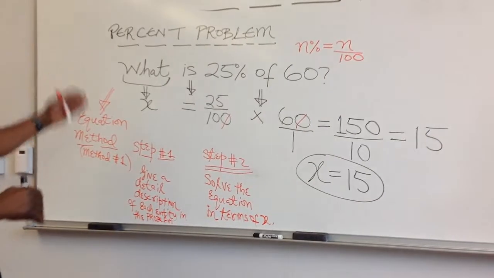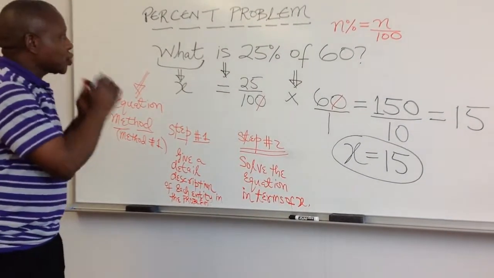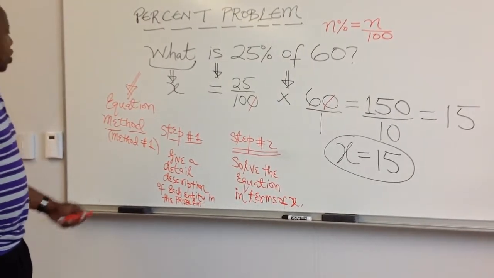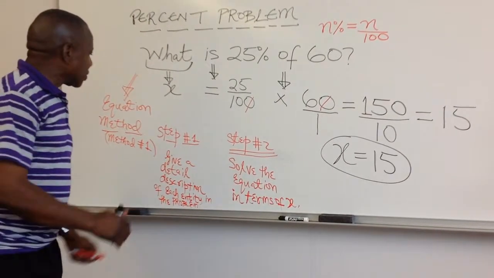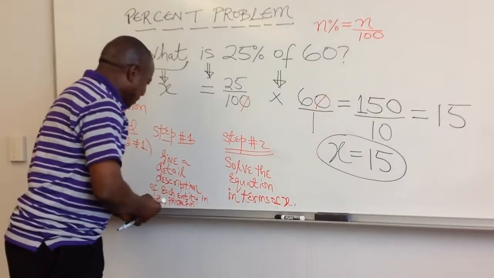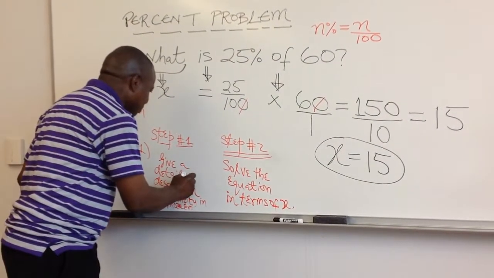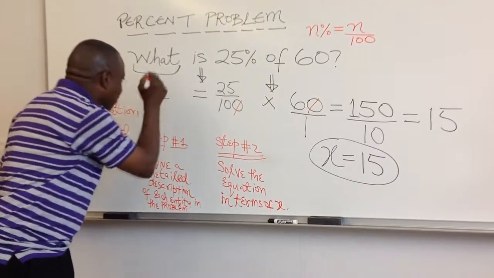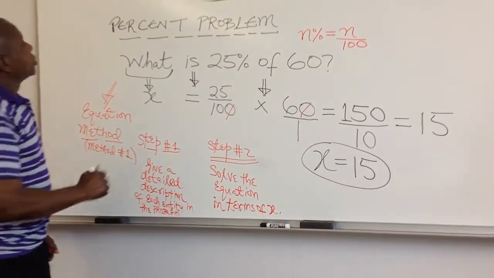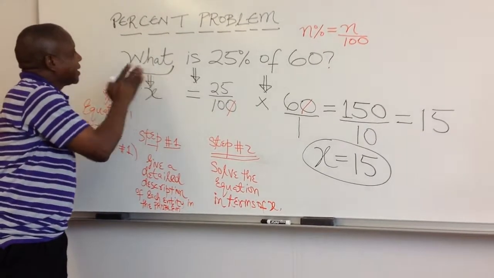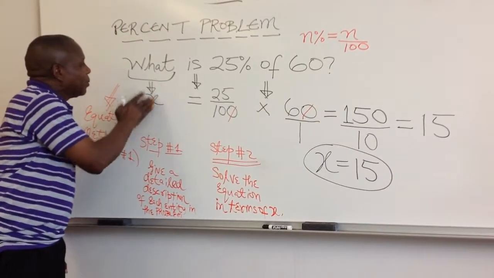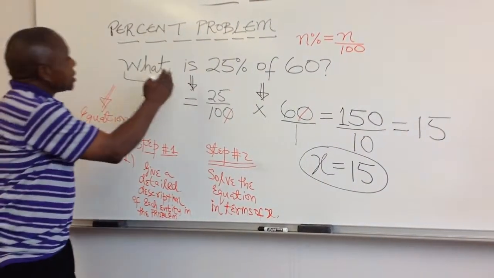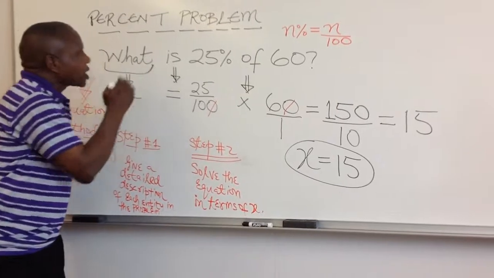Step number 1 in this strategic problem-solving process is to give a detailed description of each entity in the problem. What can be written as x, is the same thing as the equal sign.